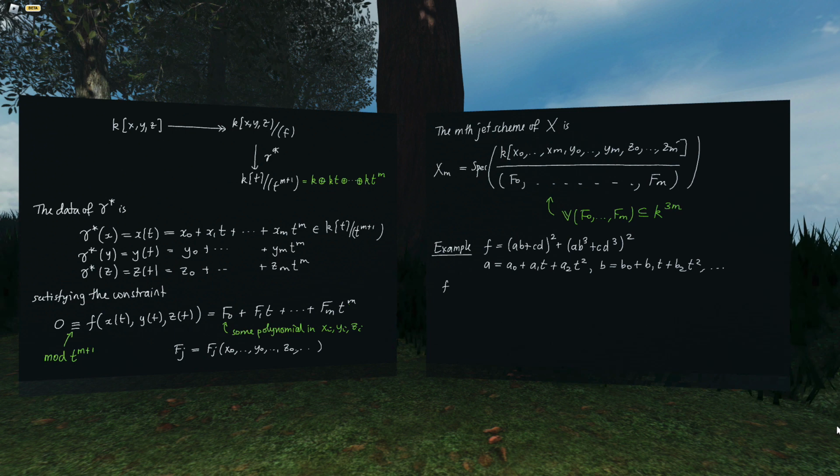So let me call this A of T, I guess, B of T. So f of AT, BT, CT, DT, well, that's going to be A0 plus A1T plus A2T squared, B0 plus B1T plus B2T squared, plus same thing for C, same thing for D.